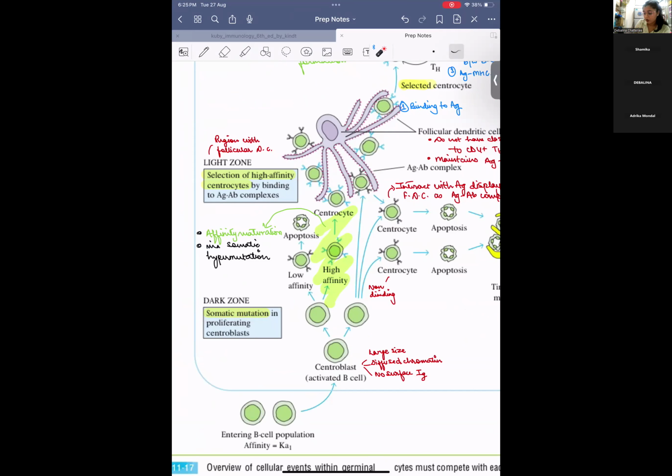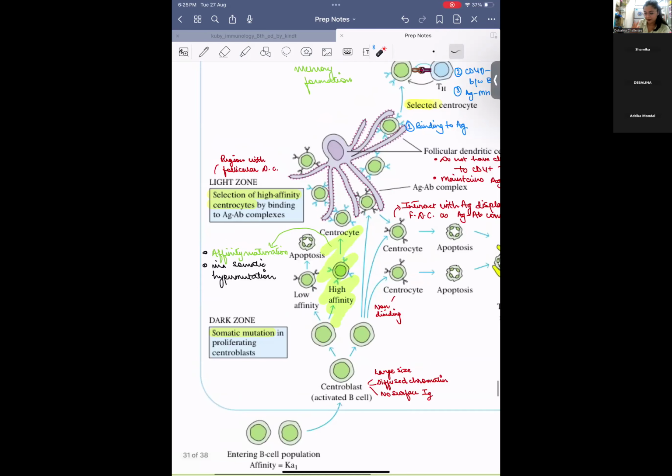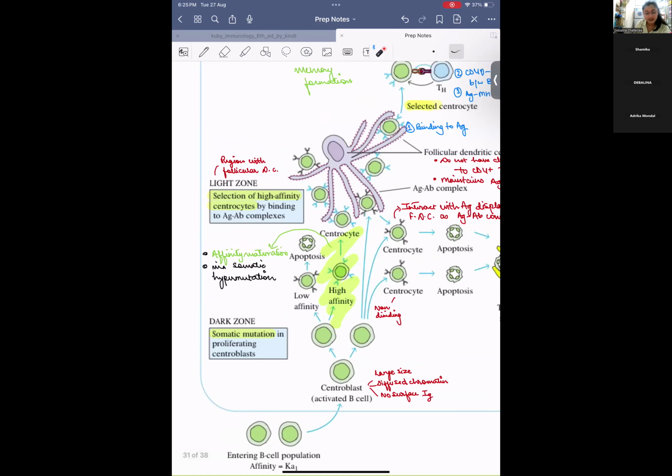By this process, when they divide, they are going to give rise to cells which are now called centrocytes. Centrocytes have now become non-dividing. The first thing, the centroblasts divide into centrocytes, and the centrocytes will not divide further. In this process, where the centroblast division into centrocytes was happening, two things are happening. One is the somatic hypermutation that we are saying.